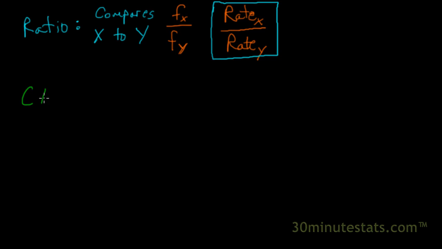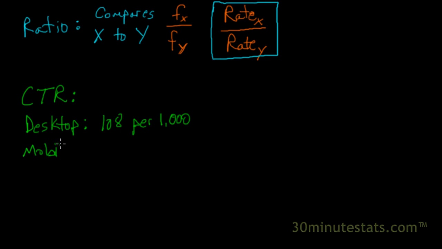Let's say we have data on click-through rates. We'll keep our examples going from earlier videos. And so we've got the click-through rates for a website, and we know that for desktop users, the click-through rate is 108 per 1,000, so a little over 10% click-through rate, not too bad. And that we know for mobile users, the click-through rate is going to be 65 per 1,000, so not quite as good.